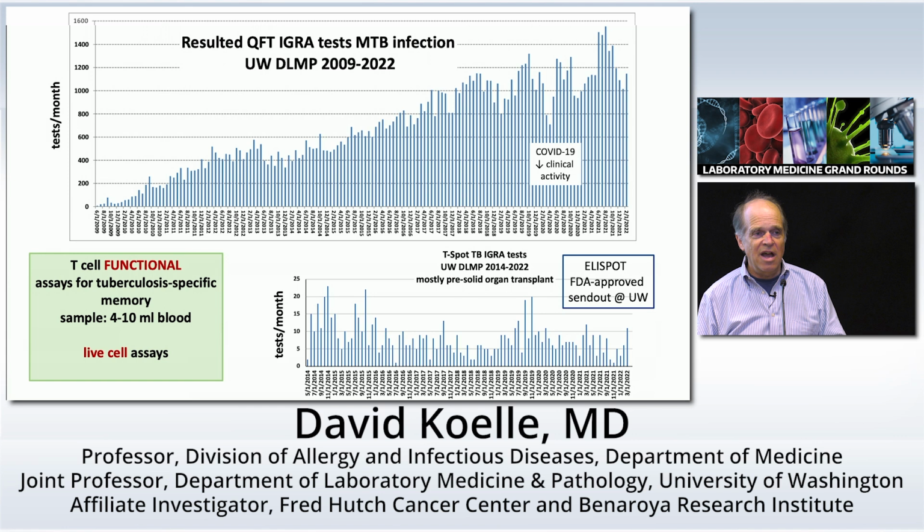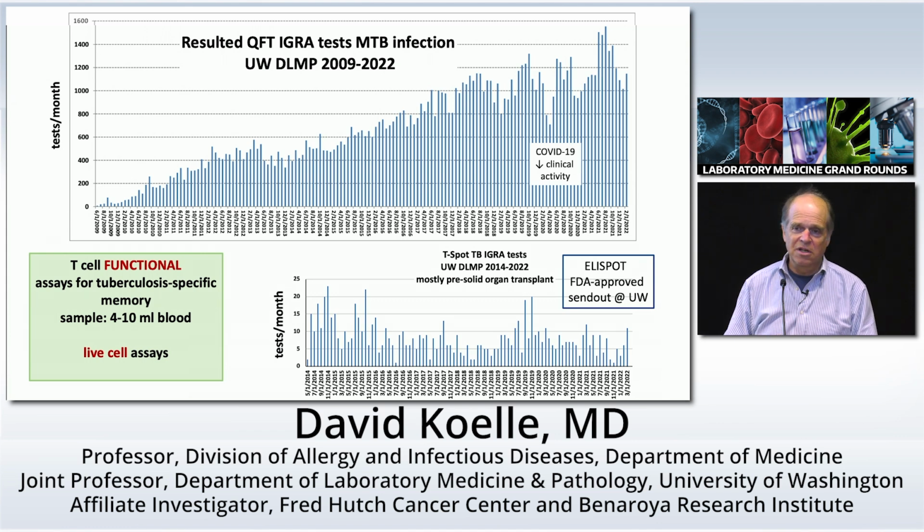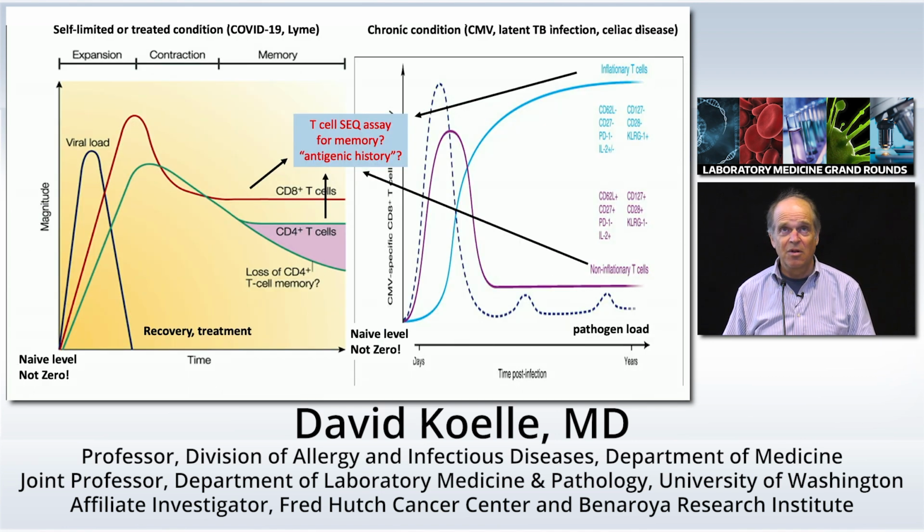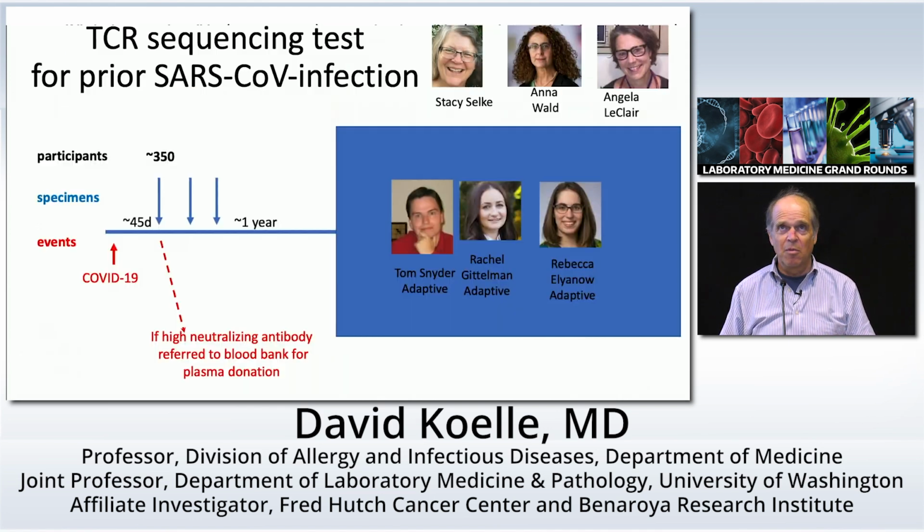And these are interesting assays because they're live cell assays. So the cells have to be in good shape and capable of functionally responding and producing, in this case, interferon for this assay to work. So the indeterminate rate is very depressing for our customers. It's about 5%. And nobody likes that when they get an indeterminate result back. Okay. But what about a T-cell sequencing assay for antigenic history, for memory?